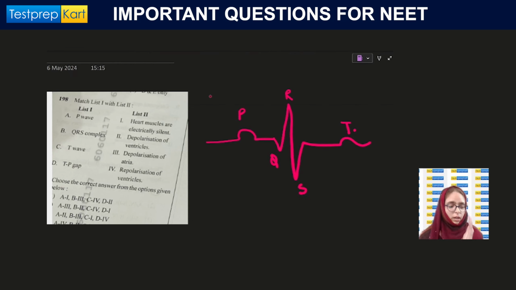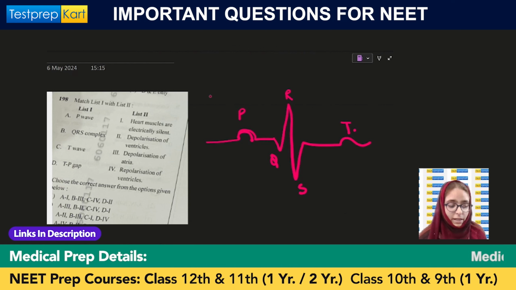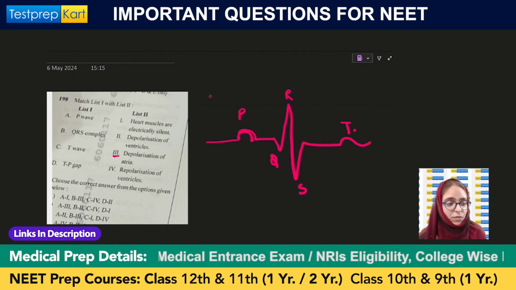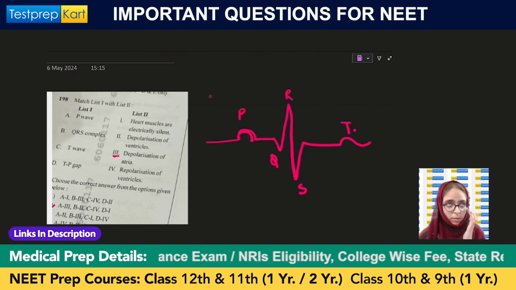Okay. We have to see first of all P wave. That means this wave. P wave represents what? It represents the electrical depolarization of atria. So P wave is option number 3. A3, from option number B, we have A3. That means this will be marked.